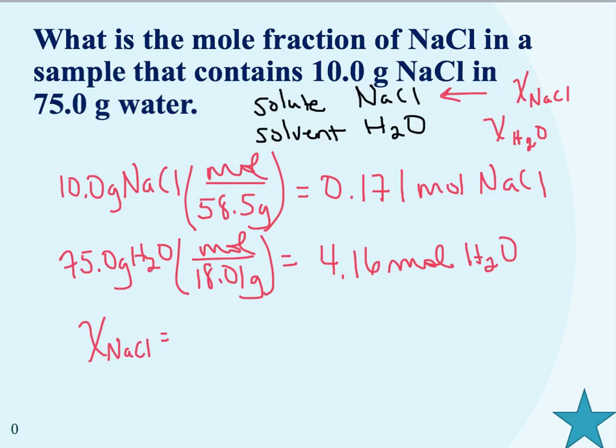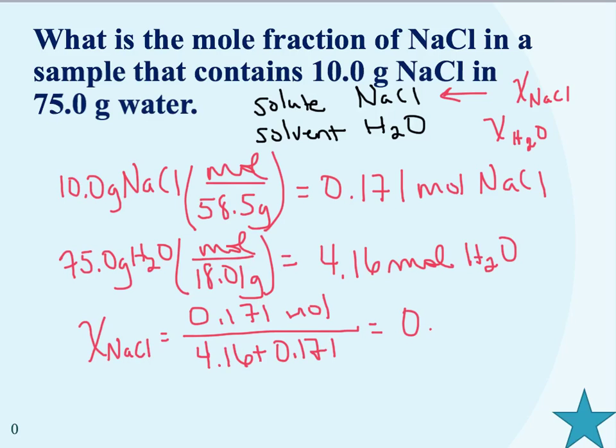Now what I can do is find my mole fraction of NaCl by taking the moles of NaCl that I found, 0.171 moles, divided by the total moles, so 4.16 plus the 0.171, because I'm looking at the moles of all my substances that are present. So I take 0.171 divided by, and I'm going to use my parentheses so I make sure I do that addition term first, remembering our order of operations, 4.16 plus 0.171, and I end up with a mole fraction of 0.0395. No units with that because it is a mole fraction.